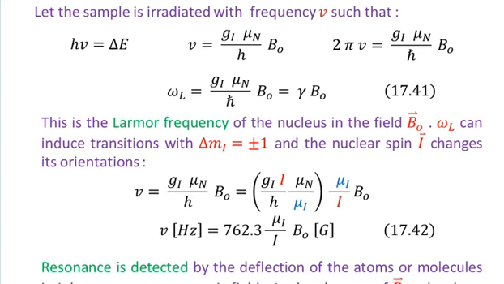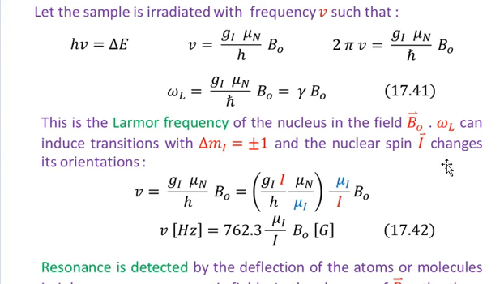And this is the Larmor frequency of the nucleus. So this is the Larmor frequency of the nucleus in the presence of the magnetic field B naught. Omega L can induce transitions with delta ML equal to 0, plus or minus 1. So when we are illuminating the sample with a frequency nu, for which the Larmor frequency omega L is given by equation number 41, then such a frequency nu of the incident beam can induce transitions in the material with the quantum numbers delta ML equal to plus or minus 1.